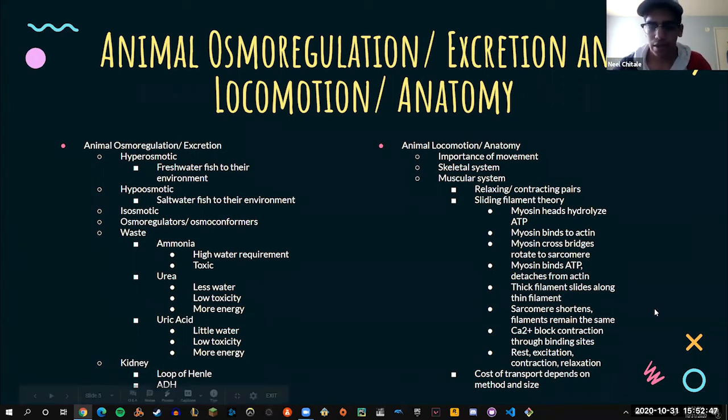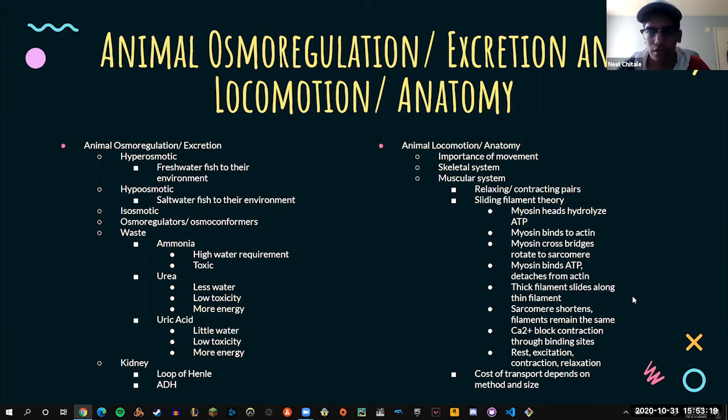And so an important thing to remember in this situation is that the sarcomere is the only part that actually shortens for contraction, but filaments always remain the same length. And then calcium ions that are floating around can also block contraction because they can actually lock onto the binding sites of the actin instead of allowing myosin heads to bind there. So that's an important way that that can be stopped.